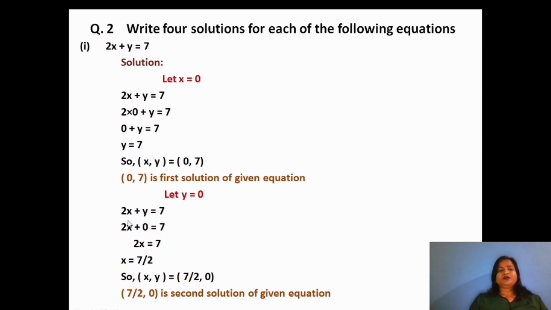This is the equation, 2x plus y is equals to 7. 2x plus 0, we have written 0 in place of y, is equals to 7. So 2x is equals to 7, then x is equals to 7 upon 2. So here you can see x, y is equals to 7 upon 2 comma 0. 7 upon 2 is the value of x, and 0 is the value of y. So 7 upon 2 and 0 is the second solution of the given equation. In this way, we have to find 4 solutions.